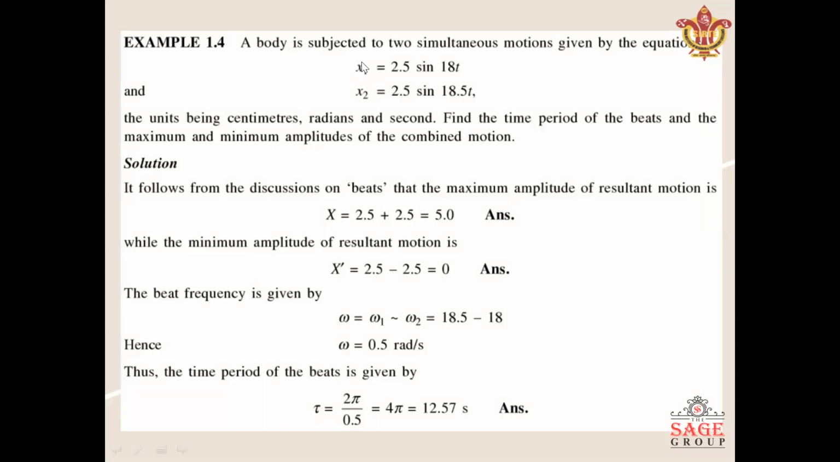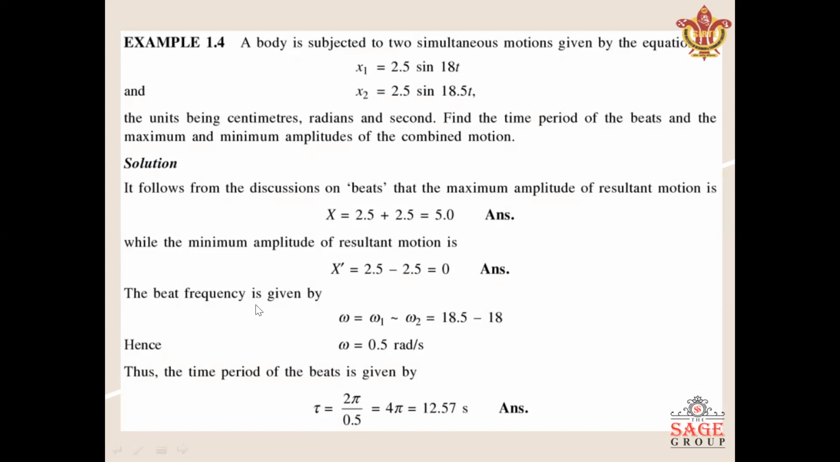So from these equations we have the values of A and B, and by the combination we get another motion. I can say this is the resultant, which is somehow constructive and destructive. So we get the maximum and minimum amplitudes of the combined motion: the maximum amplitude is 5 centimeters and the minimum amplitude is 0. We also have to find the frequency, and from the frequency we can get the time period, because we have the formula that 2 pi upon eta is the time period of the beat phenomena.